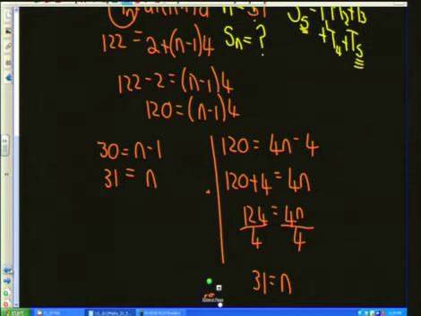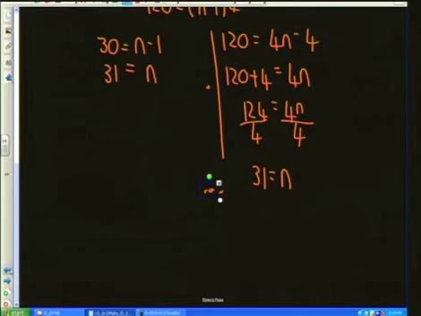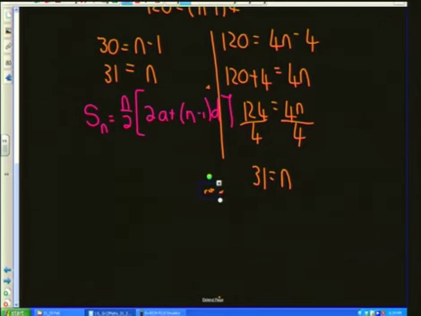This board has been very unobliging when it comes to paging up. There you go. So as I said to you, Sn is n over 2, 2a plus n minus 1 d. Right, so now in the light of that, let me just erase this little mess over there.